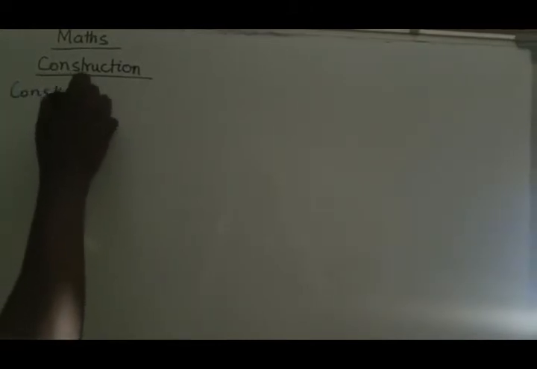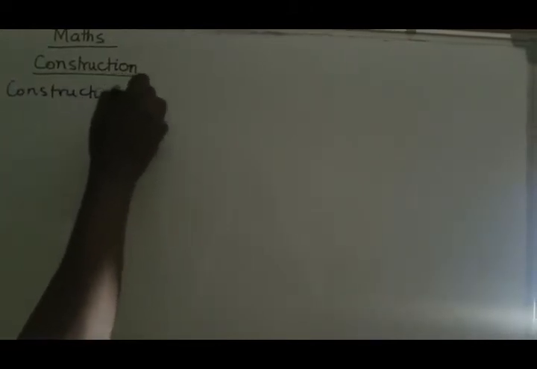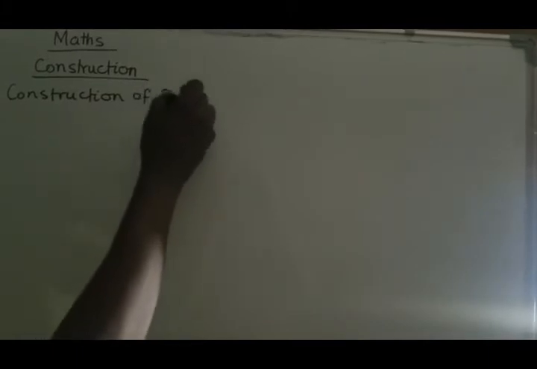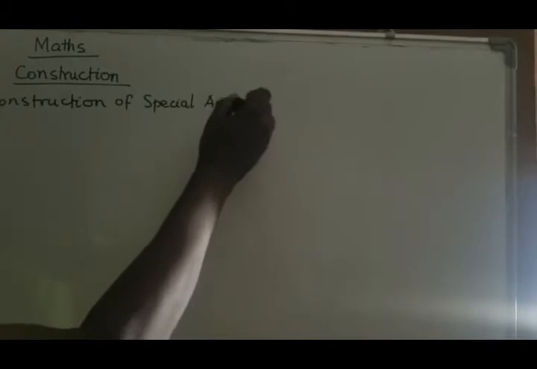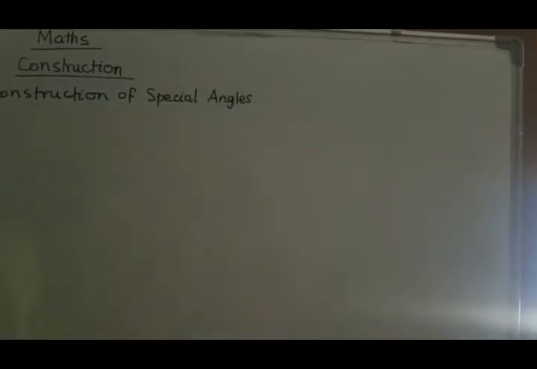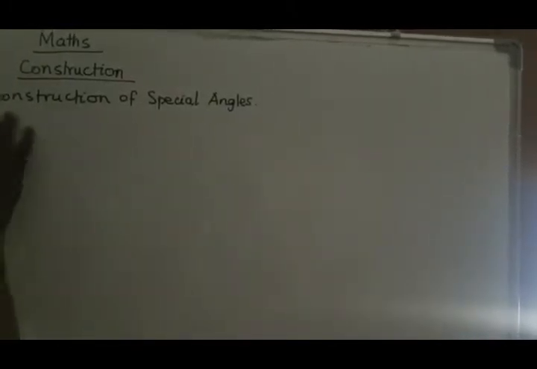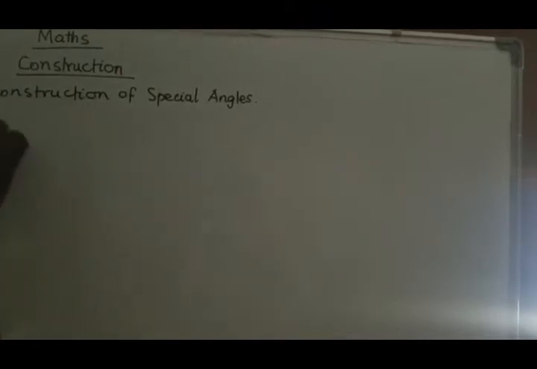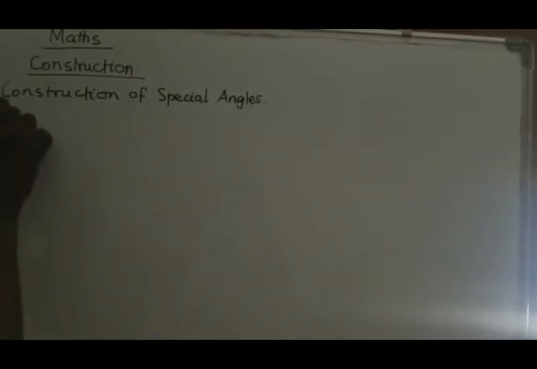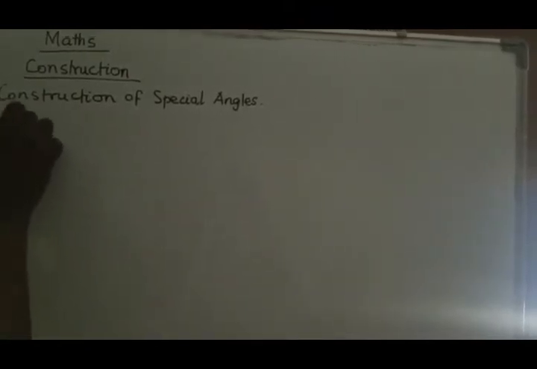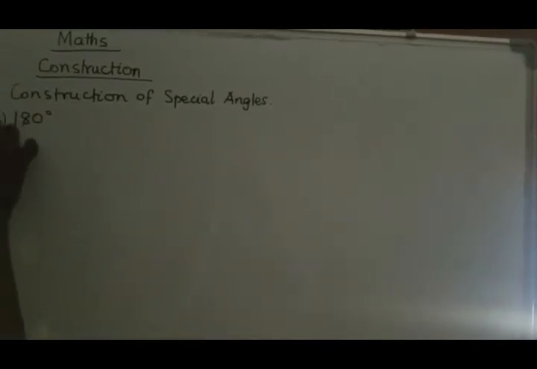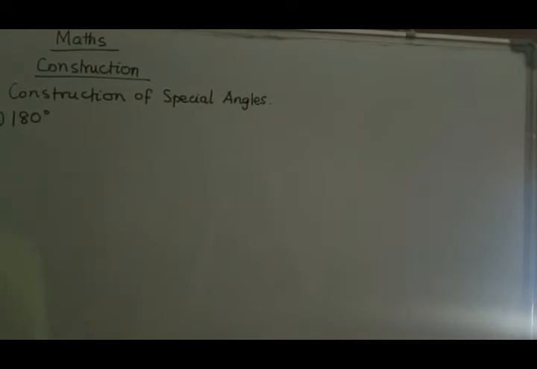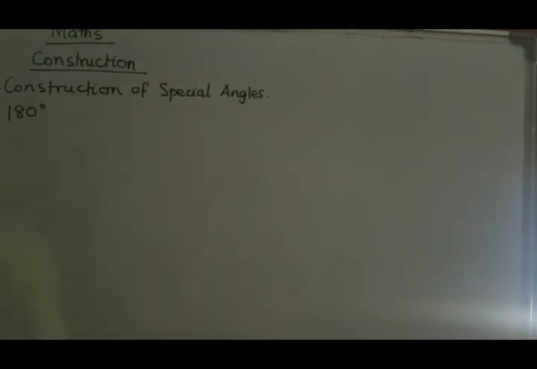Construction of special angles. Now definitely we know that we are going to start our construction from 180 degrees, that is angle on a straight line, and then we are going to look at how we can bisect 180 degrees.